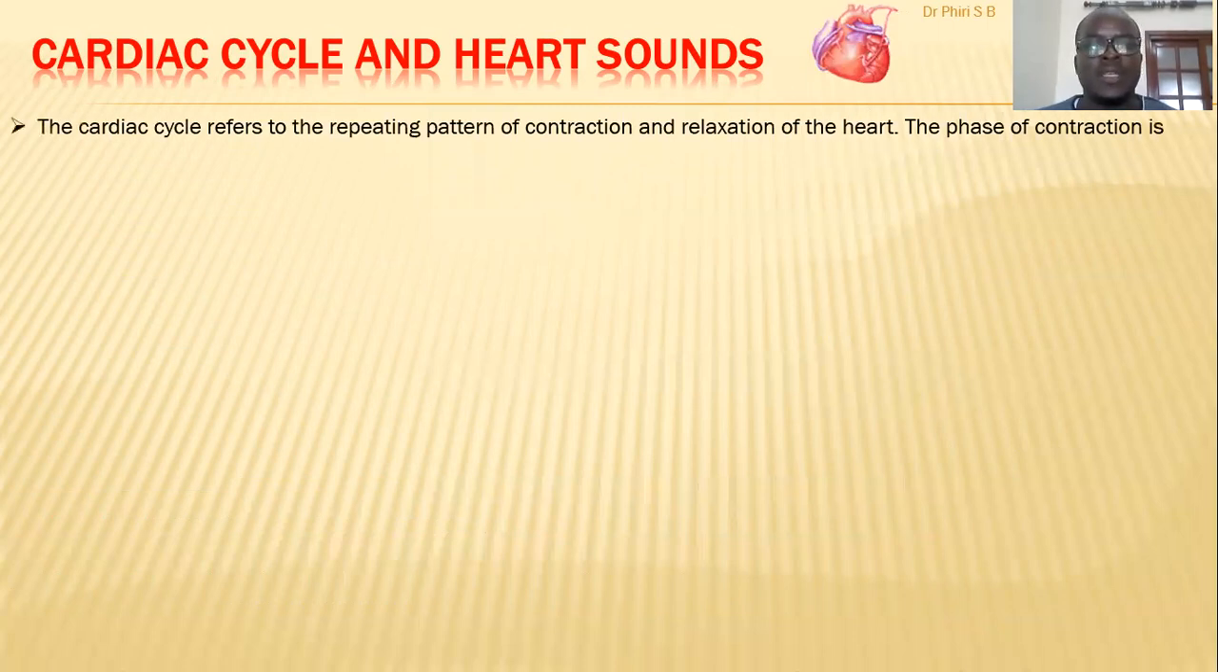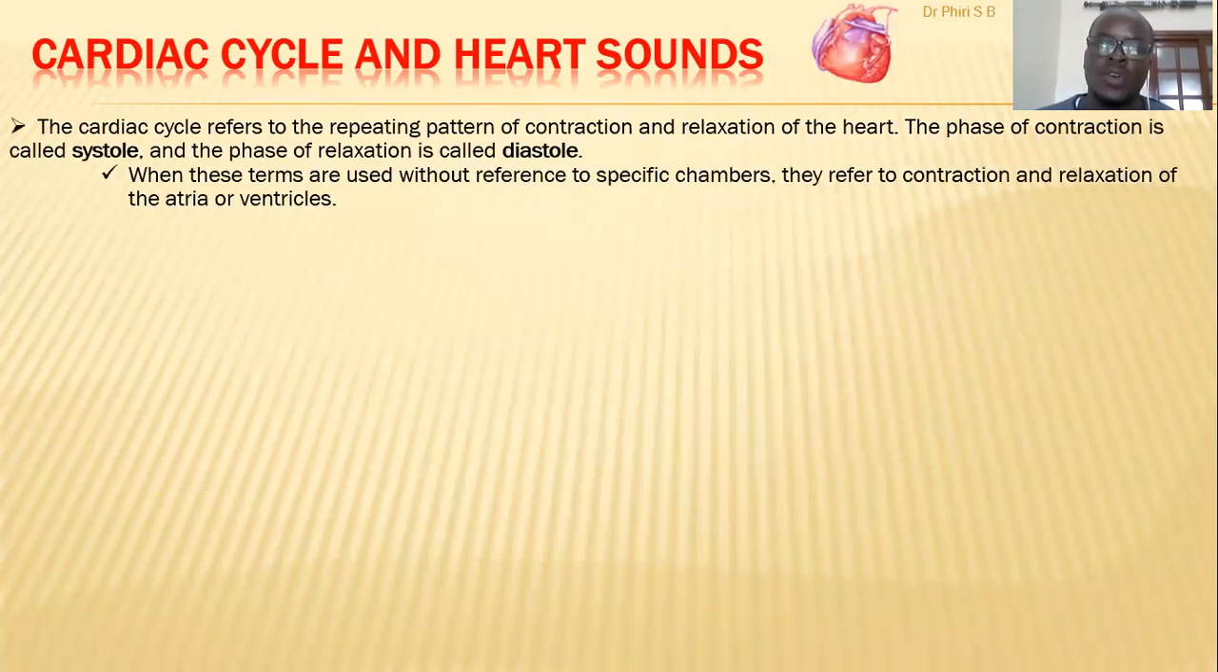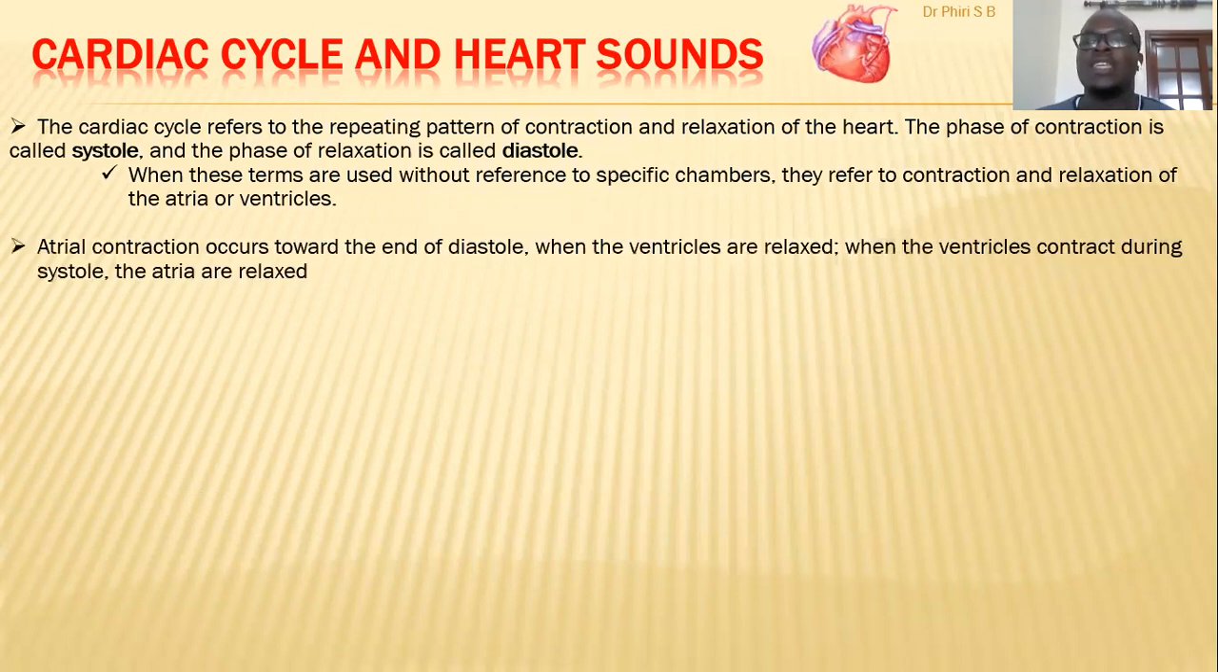So let's start. Like I said, the cardiac cycle refers to the repeating patterns of contraction and relaxation of the heart. The phase of contraction is called systole, and the phase of relaxation is called diastole. When these terms are used without reference to specific chambers, they refer to contraction and relaxation of the atria or the ventricles. So you can have contraction of the atria or contraction of the ventricles, or relaxation of the atria or relaxation of the ventricles. So you're talking of systole and diastole.